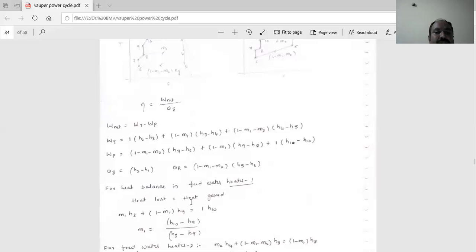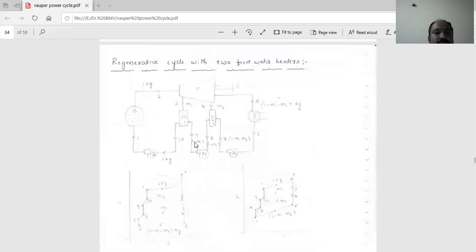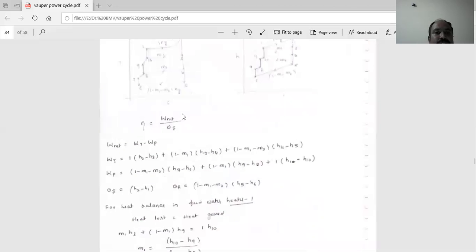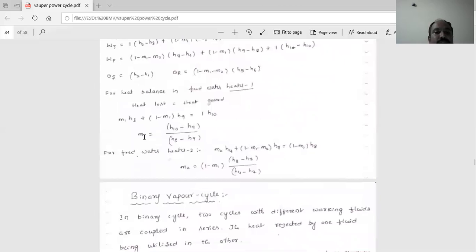Heat lost is equal to heat gained; that is, inlet condition is equal to outlet condition. Now I write with respect to heater 1: M1 into H3 at stage 3, plus 1 minus M1 into H9. These are the inlet conditions, equal to the outlet condition, 1 into H10. Then we have to calculate the mass M1, which is M1 equal to H10 minus H9 divided by H3 minus H9.